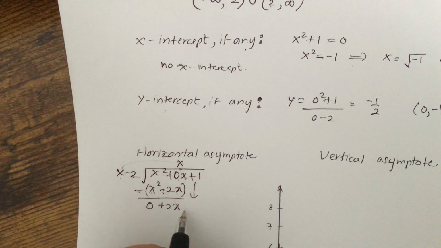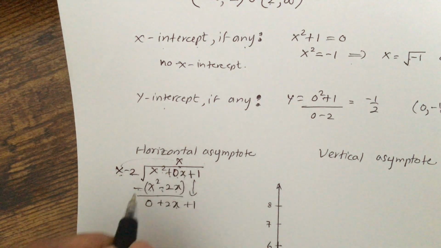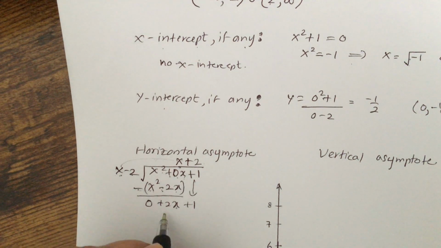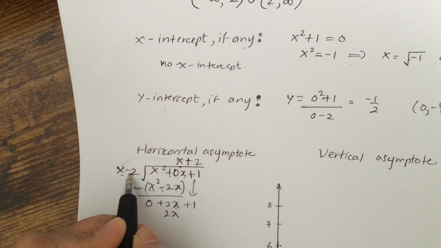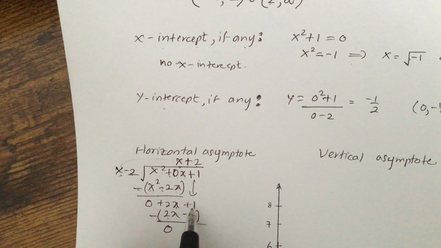Then I'm going to bring down the term and look at 2x plus 1. How do I get 2x from this? You have to multiply by plus 2, right? 2 times x is 2x. 2 times negative 2 is negative 4. Then I have to subtract these two. Positive 2x minus 2x is 0.